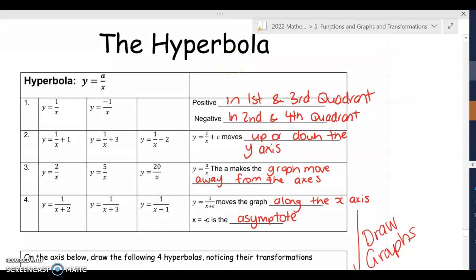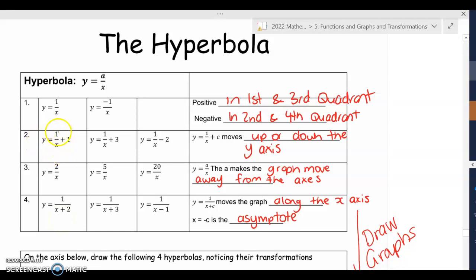So the hyperbola, we've said here's our basic form, y equals a over x, and have a look at these types here. y equals 1 over x and y equals minus 1 over x. If it's positive, like I said before, our hyperbola is in the first and the third quadrant. So that's this one here. If it's negative, it's in our second and fourth quadrant. So we want to have a look now at some of the different variations of things that can happen.